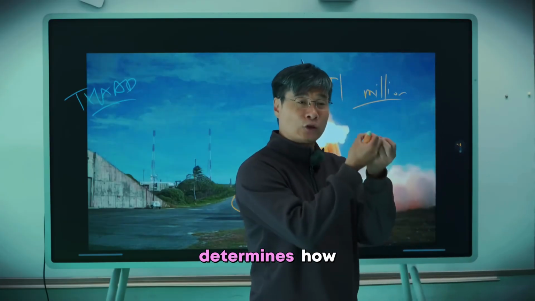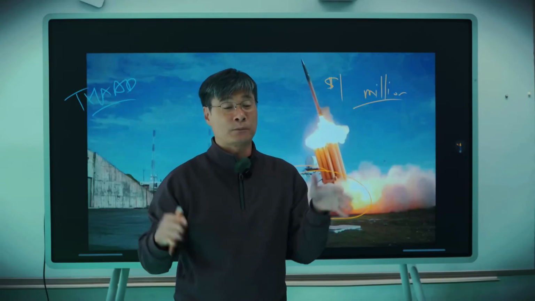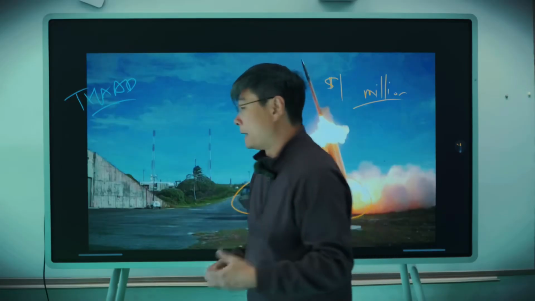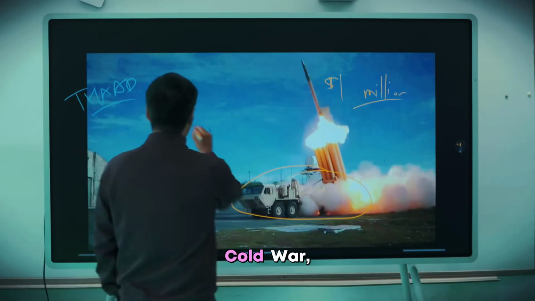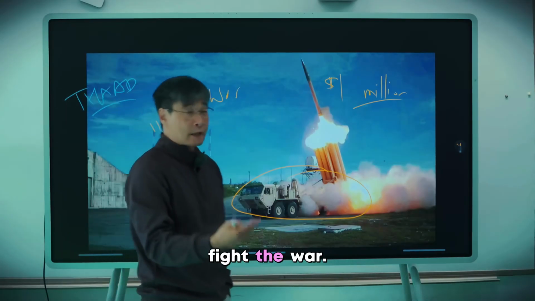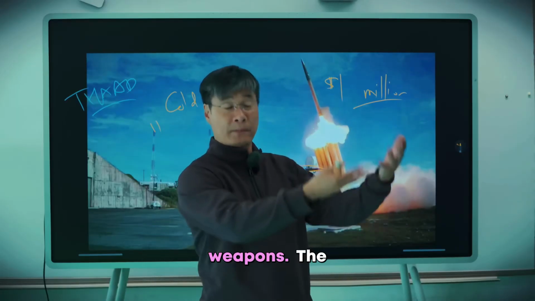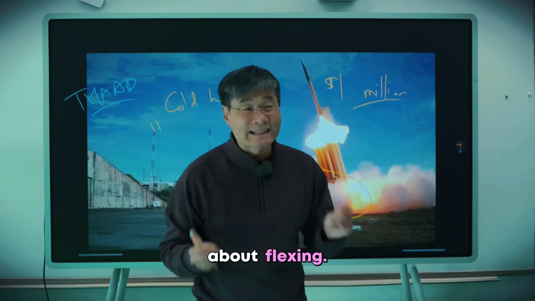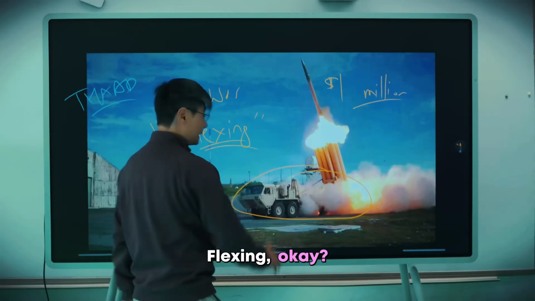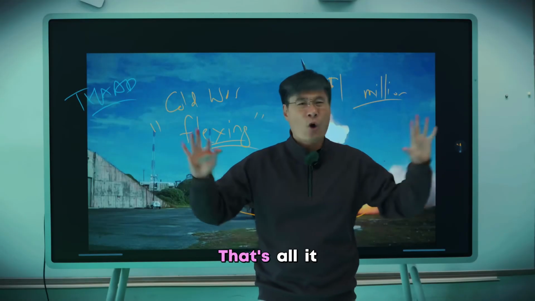Okay, and again, it has to do with military doctrine. Because military doctrine determines how you fight a war, it determines your bureaucracy, and it determines how you spend your resources, okay? And unfortunately, the Americans are used to fighting something called the Cold War, right? And in the Cold War, because you can't actually fight the war, you can't actually kill each other because then people use nuclear weapons, the Cold War was about flexing. Flexing, okay? You see how big and powerful I am? Me! Okay? That's all it was.